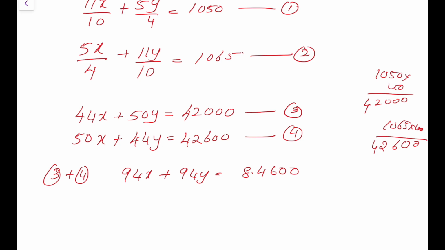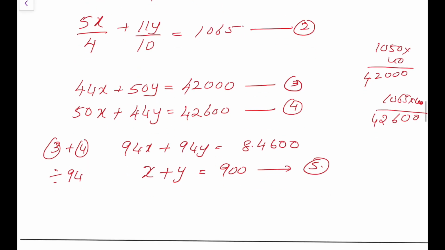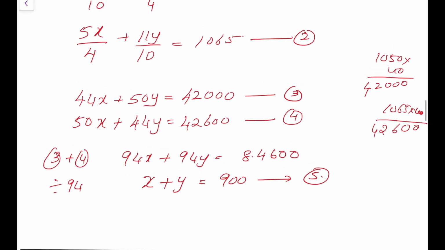So now the next step is you have to divide 84,600 divided by 94. If you do, you will get it as 900. So x plus y, divide throughout by 94, equal to 900. This is equation 5.